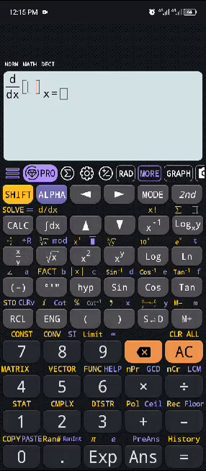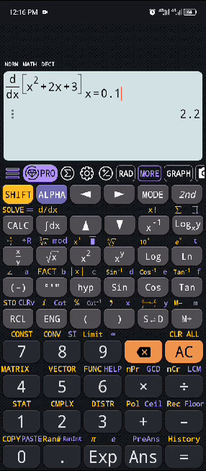Now the next thing you're going to do is to input the differentiation question that they gave you. Let's say they asked you to differentiate x squared plus 2x plus 3. So what you do is you are going to assign a value. I prefer you to choose a very small number so that your calculator will be able to process it. I usually use 0.1. Let's say you choose 0.1. Now when you choose 0.1, it's going to give you an answer 2.2.